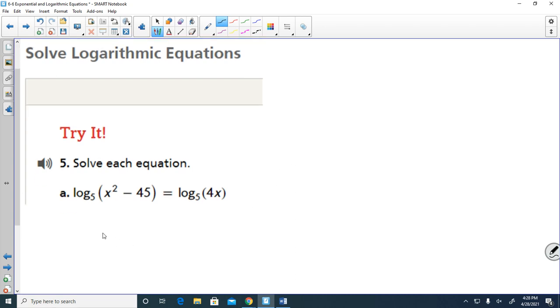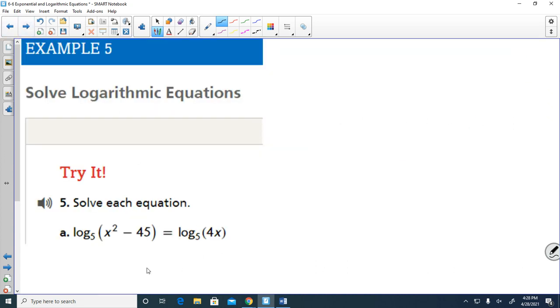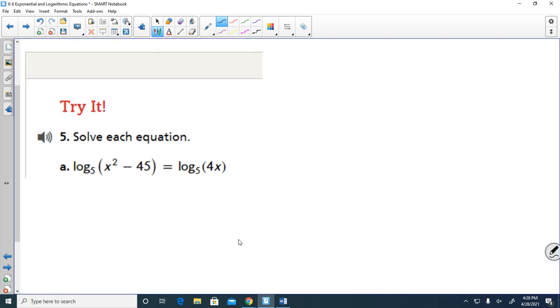One thing I notice on example 5, I have log base 5 equals log base 5. Well, this is an equation. This side is the same as the other. So this log property says that if I have log with the same base on both sides, then I can just set the arguments equal to each other. So in example 5, I have log base 5 of x squared minus 45 equals log base 5 of 4x. Since those logs are the same, then I can just solve the equation x squared minus 45 equals 4x.